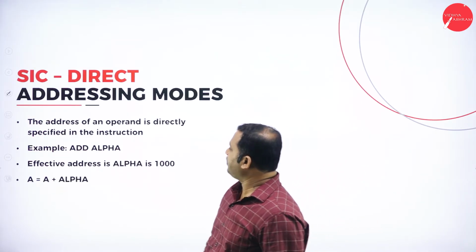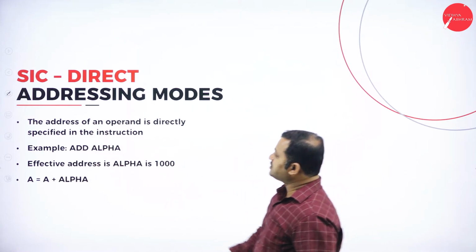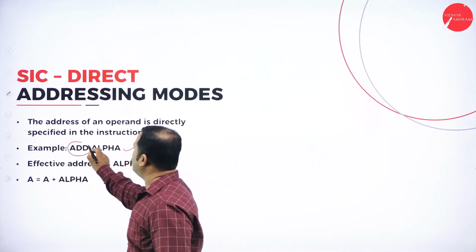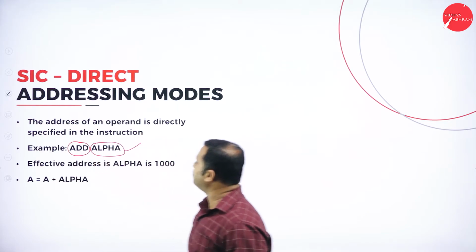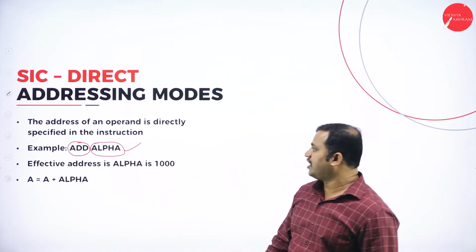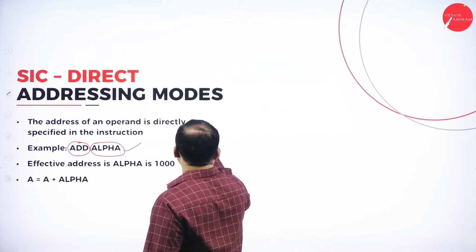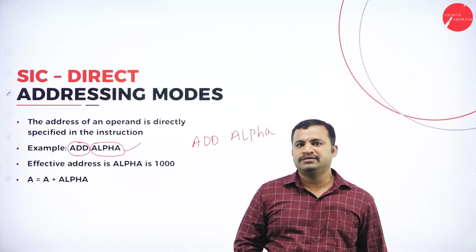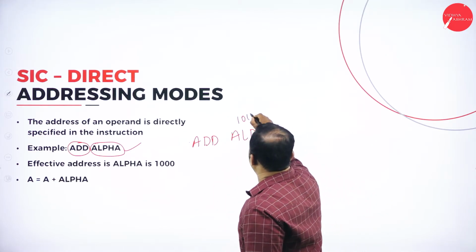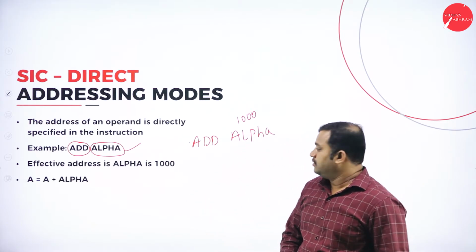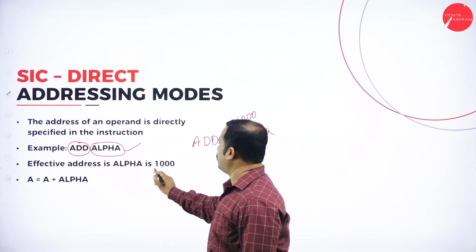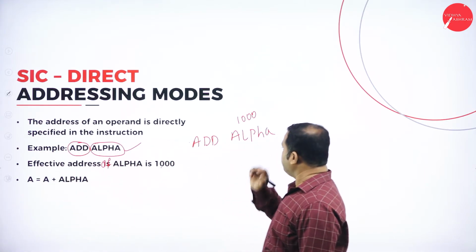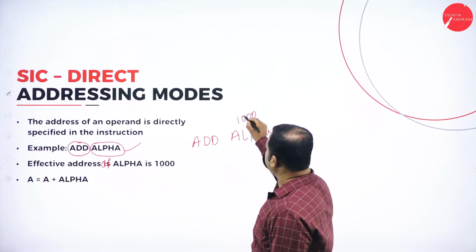Next, let me take one example here. In case of this add alpha example, add is again an opcode. Alpha is again a symbol. The effective address of this alpha is 1000. That is here, add alpha. What is the meaning of that? The value present in this location 1000, that is, the value stored in alpha is 1000.